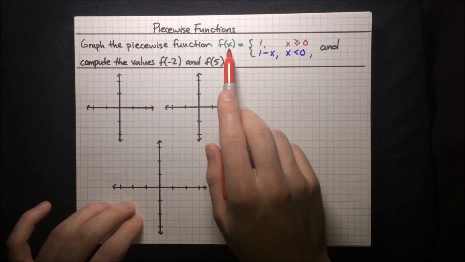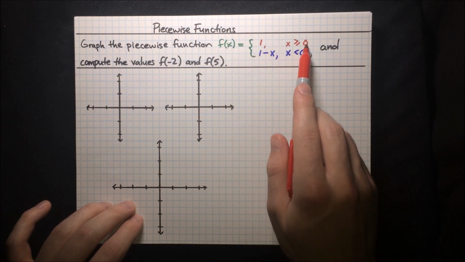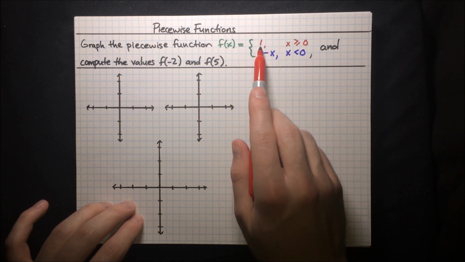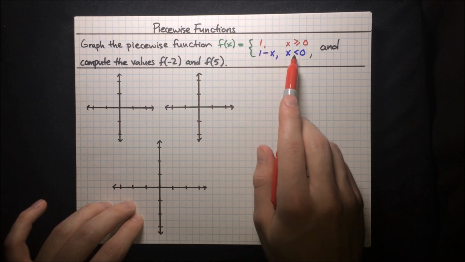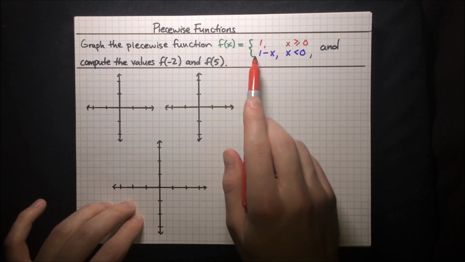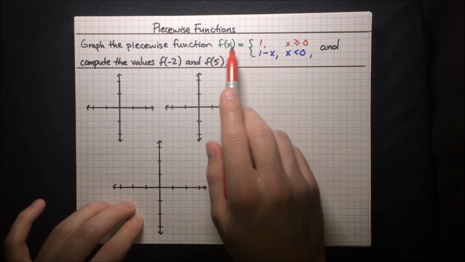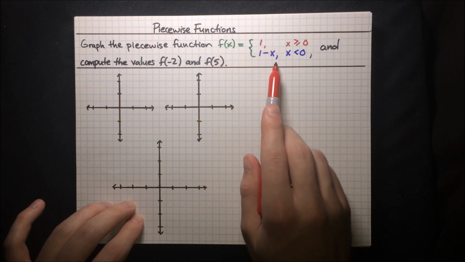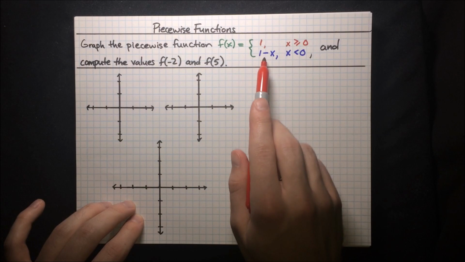For x inputs that are greater than or equal to 0, we use the rule f of x equals 1. But for x inputs that are less than 0, we use the rule f of x is 1 minus x. So the way we compute the output of the function really depends on what input we're putting into the function.